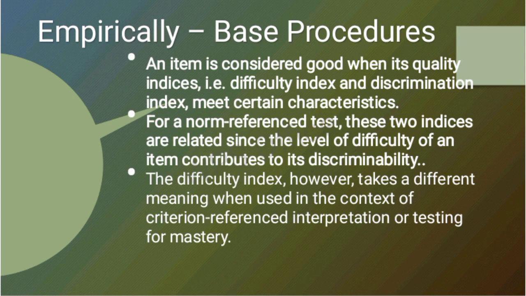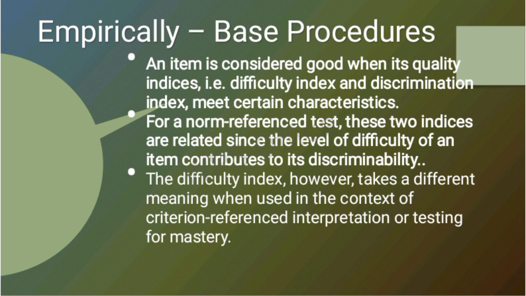An item is considered good when its quality indices, for example difficulty index and discrimination index, meet certain characteristics. For a norm-referenced test, these two indices are related since the level of difficulty of an item contributes to its discriminability. An item is good if it can discriminate between those who perform well in the test and those who do not.